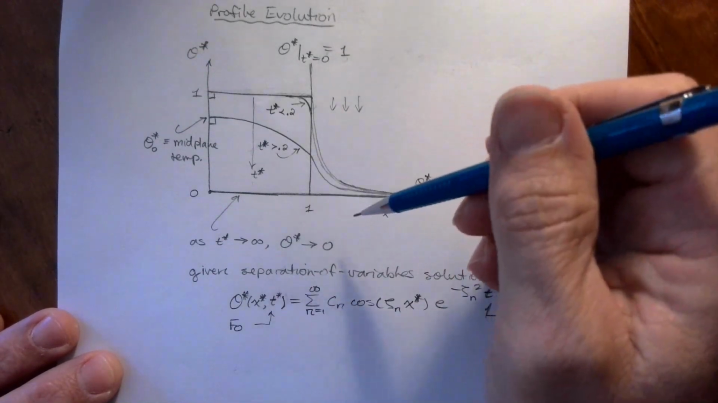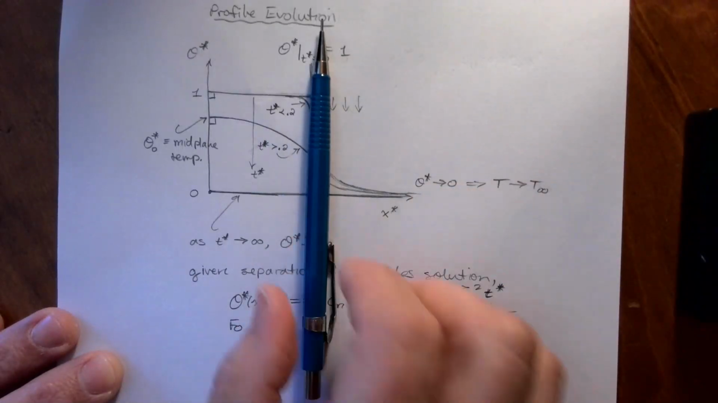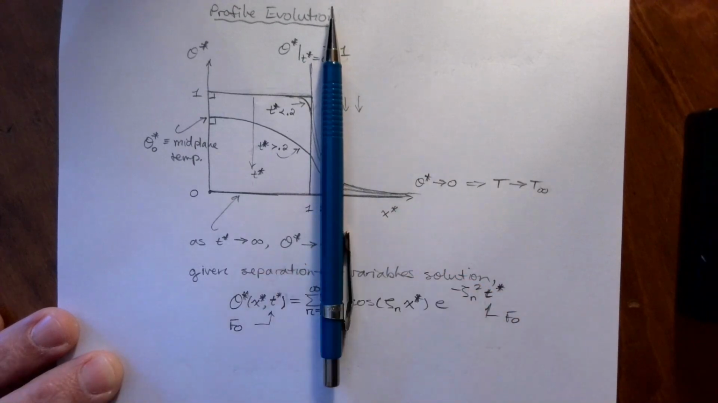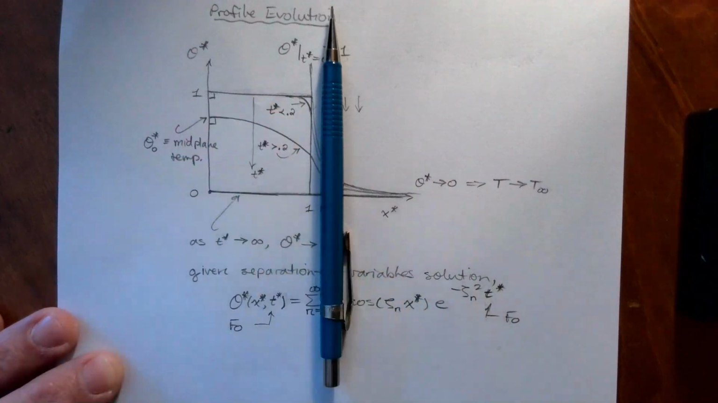So our mathematical model is not concerned with the temperature profile through the fluid outside. So everything to the right is not included in our theta star solution. Theta star that we're given only applies to x values, or x star values, between 0 and 1.